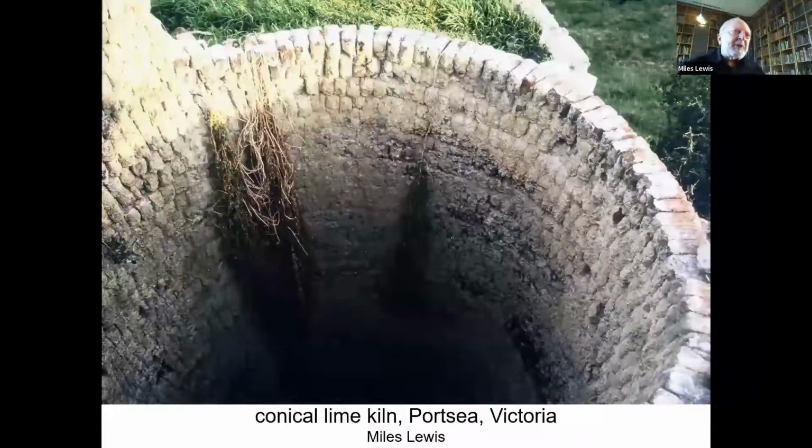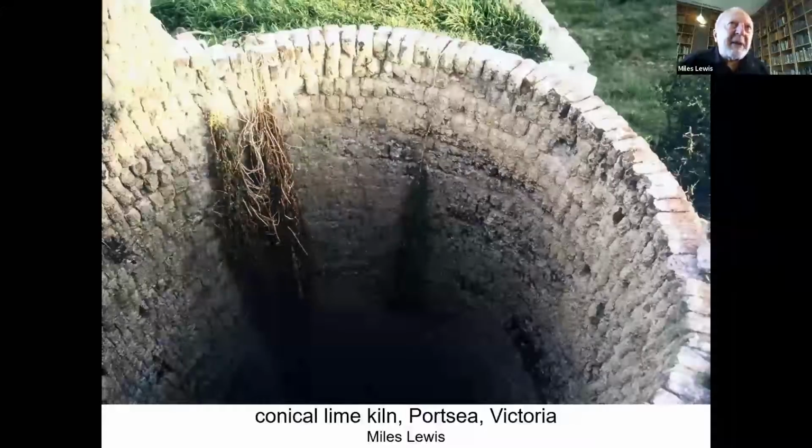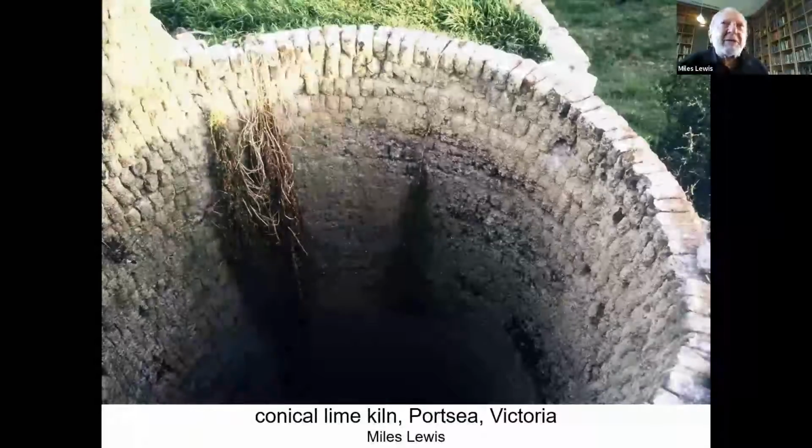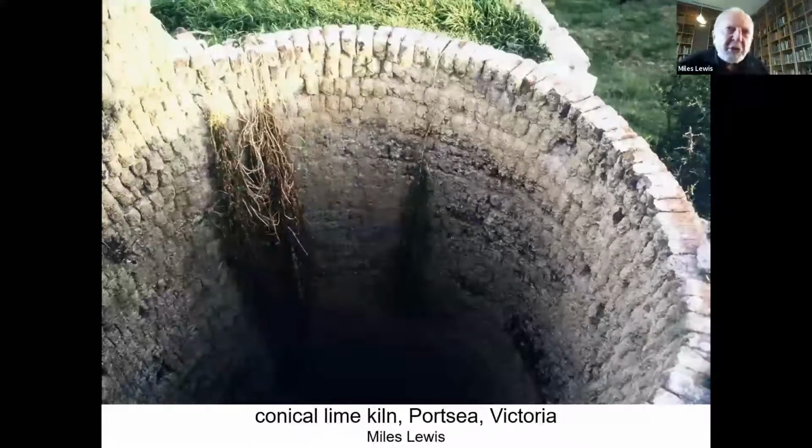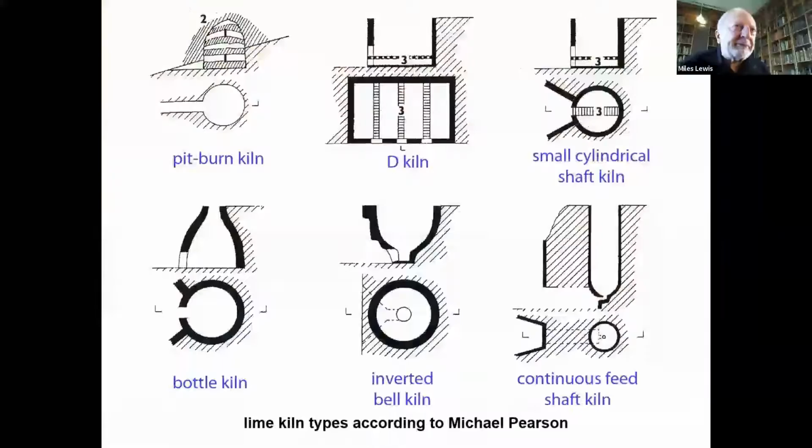This is what's more common in Victoria, more common perhaps worldwide, is a totally circular kiln. But the same thing, you come in at the top, there's an exposed face on the right-hand side there, so you can draw the lime out from the bottom.